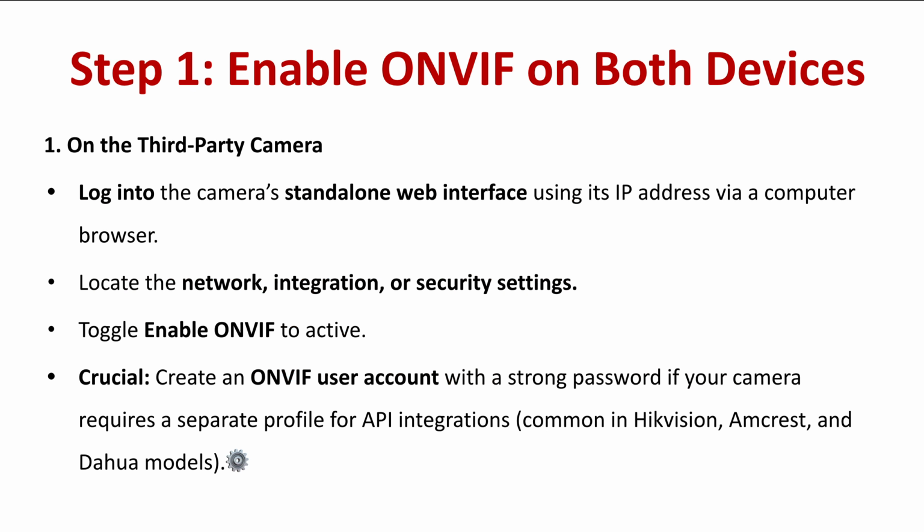On the third-party camera, log into the camera's standalone web interface using its IP address via a computer browser. Then locate the network integration or security setting. Toggle enable ONVIF to active. Crucially, create an ONVIF user account with a strong password if your camera requires a separate profile for API integration. This is common in Hikvision, Amcrest, and Dahua models.